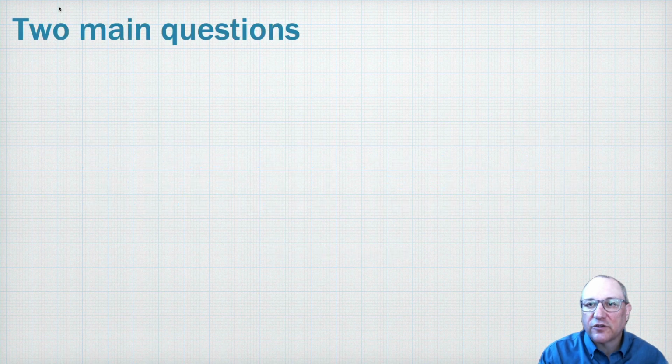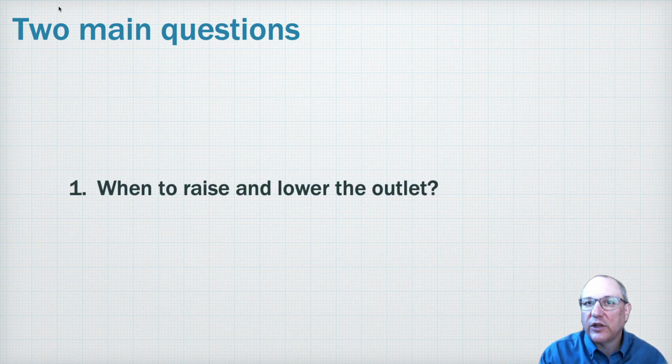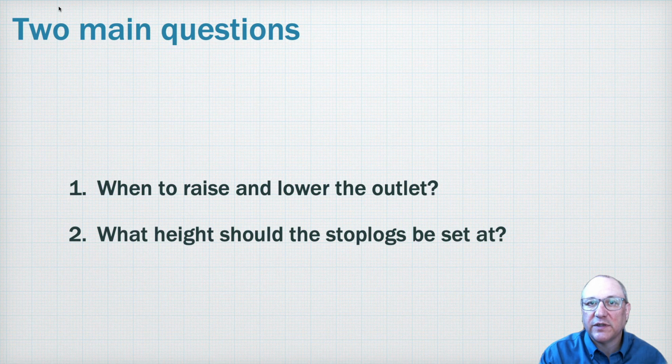So there are two main questions we're trying to answer when we're developing a management plan for controlled drainage. The first is when to raise and lower the outlet, and the second, then, is what height should the stop logs be set at.